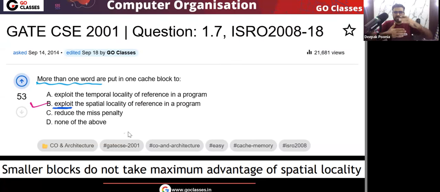Tell me. If we increase the block size, then this miss penalty, I'm asking, will it reduce or will it increase? Let me know. It will increase, yes or no? If you increase the block size, then the miss penalty will increase. What is the reason? What is miss penalty?